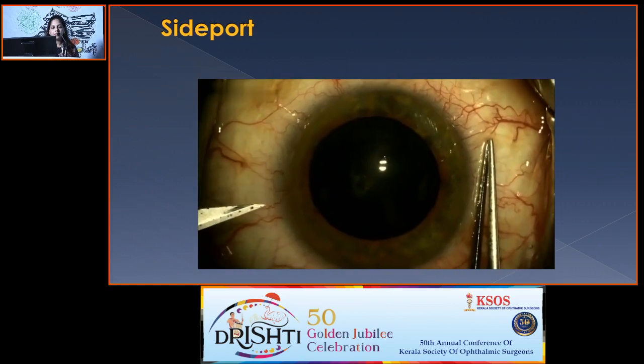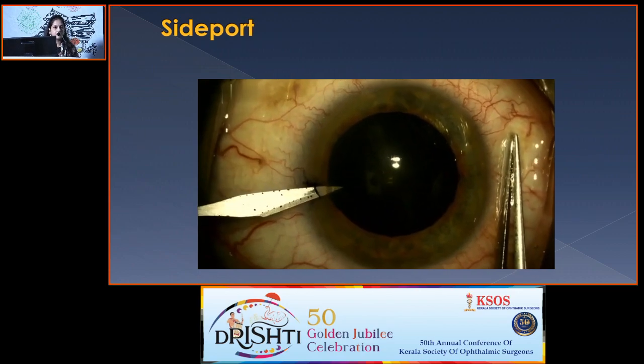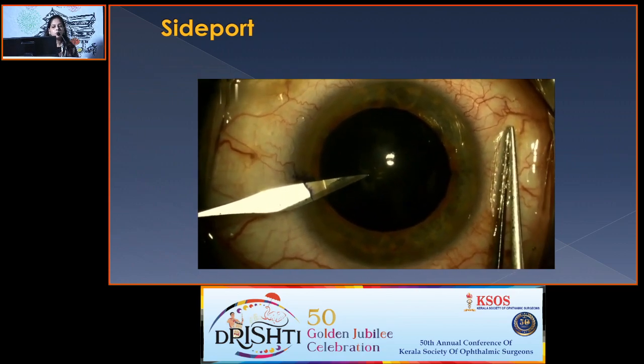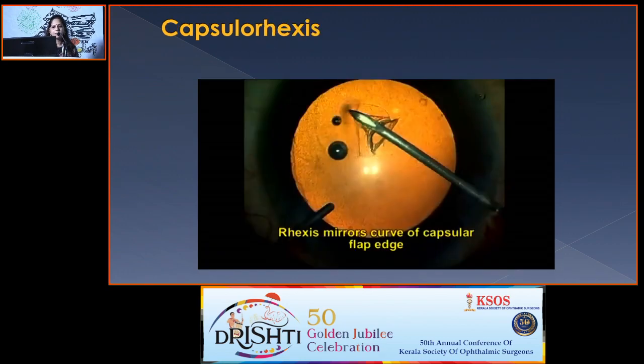The side port is made with a 15-degree blade. Never make it too anterior because it can result in difficult instrumentation. So be careful that the blade is not rotating when you are introducing it. Always keep it at least 2 to 3 clock hours away from the main port for easy handling.